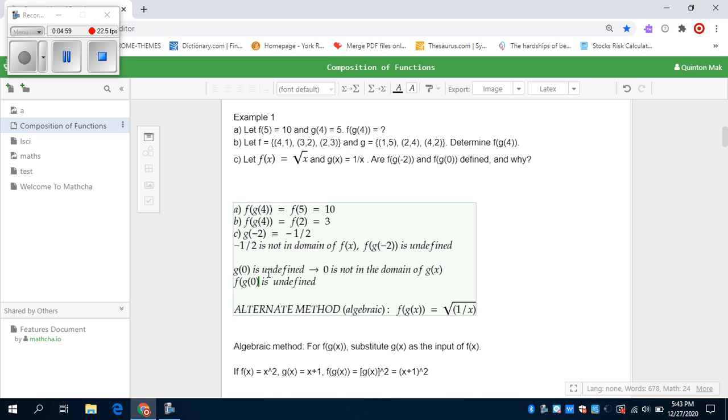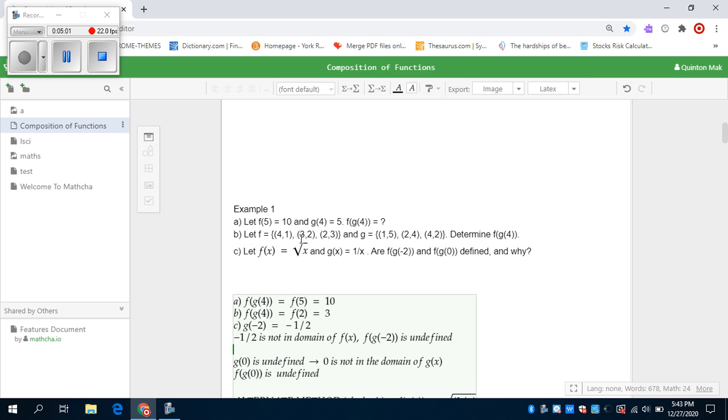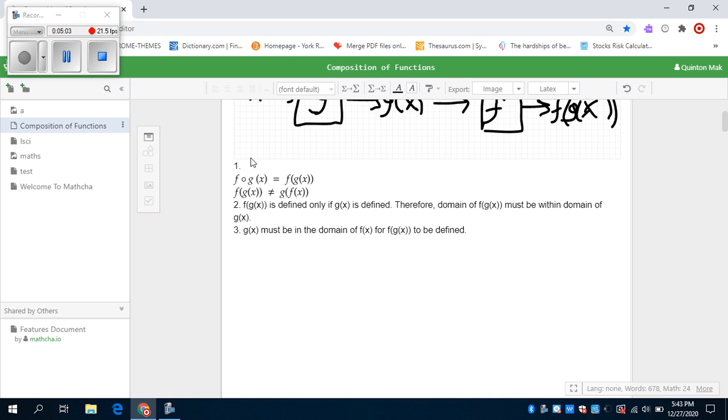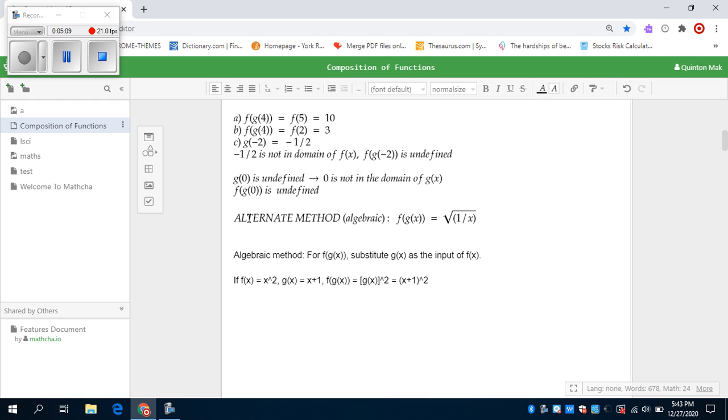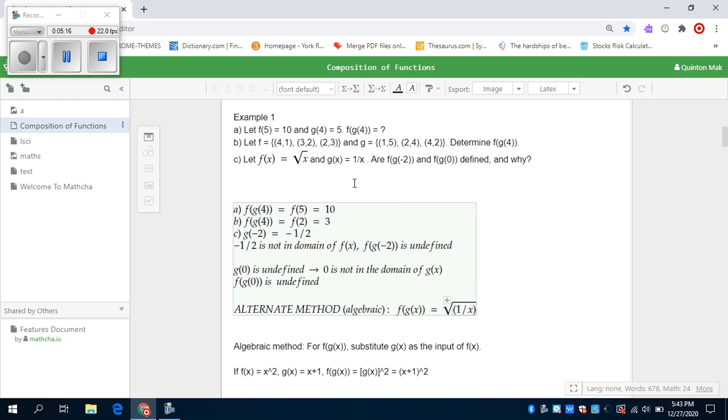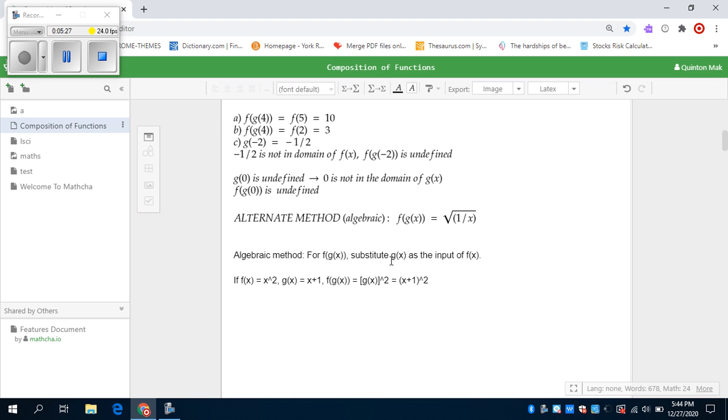So question C is relating to these two rules that I said before. Alternatively, what you can do is just substitute the expression for g of x into the expression for f of x. So you're substituting 1 over x into the square root. This is the algebraic method. You're substituting g of x as the input of f of x.